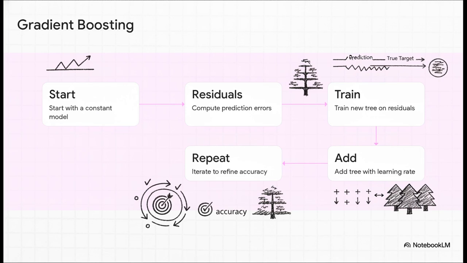Step 1, we start with a basic constant model. Step 2, we compute the residuals. Now, residuals is just a fancy word for the errors, the exact difference between our prediction and the true target. Step 3 is where the real magic happens. We train the new decision tree not on the original labels, but strictly on those errors. Then, step 4, we add this new tree to our existing ensemble, dialing it in with a learning rate. We just repeat this over and over, continually fixing errors until we're left with this incredibly powerful, super accurate metamodel.